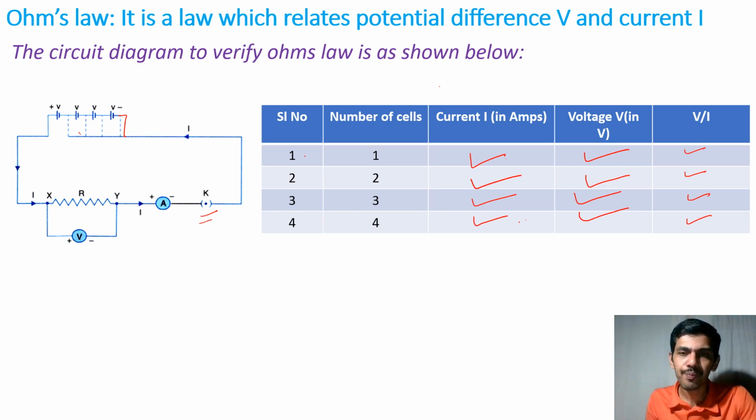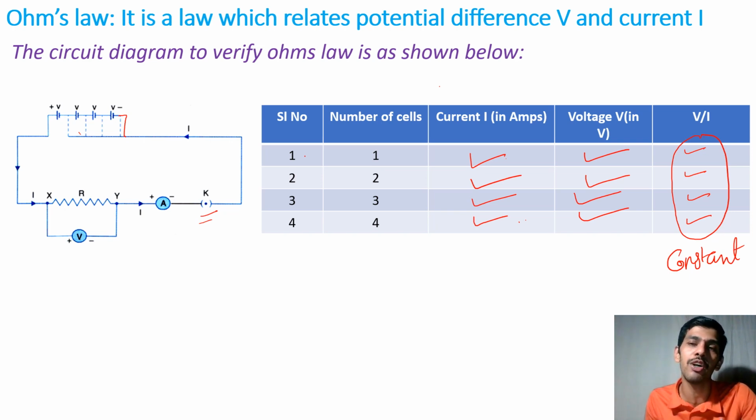And a very interesting observation you will get is that the values of V by I for all the trials will be constant. So these values of V by I, that is the ratio of potential difference to the current in all the trials, even if you have connected one battery for the first trial, two batteries for the second trial, three batteries for the third trial, and four batteries for the fourth trial, you will get this particular value, V by I, the same for all. For all the four trials, you will get V by I the same.